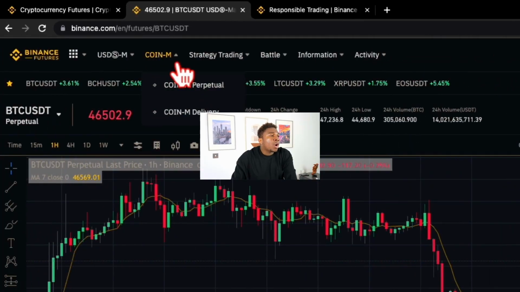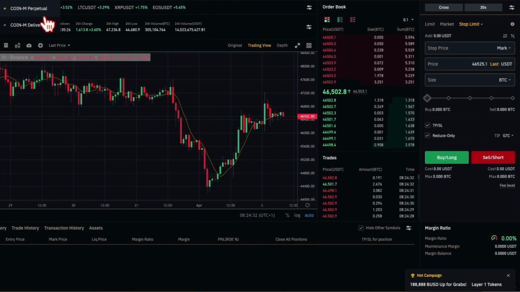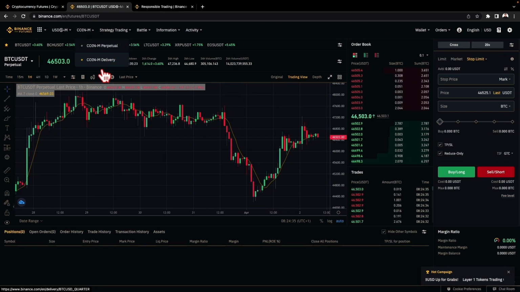So here we have coin margin futures. Coin margin futures means that you are dealing with cryptocurrencies that are different from stable coins. You are dealing with Bitcoin, Ethereum, Dogecoin, Nano, Cardano, Ripple, and all kinds of cryptocurrencies that are not stable. We equally have coin margin perpetual and coin margin delivery. Now the next one we have is stable trading. I will explain this towards the end of this video. And we have battle, which is similar to what I will explain here.